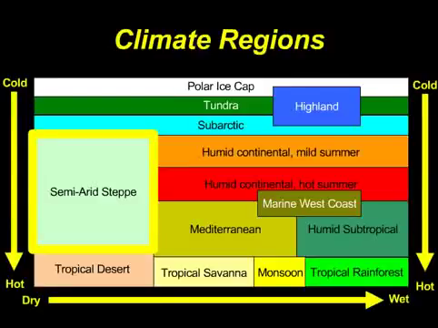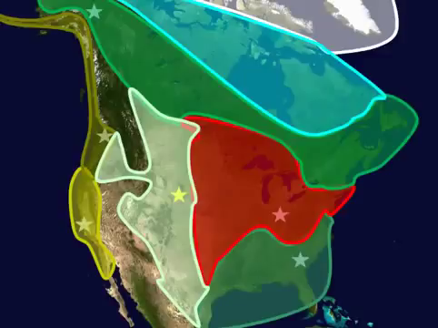Here we find the semi-arid steppe over on the left-hand side, indicating it's quite dry. The area in the western part of the United States that is a very light green, almost white colored shaded area would be our semi-arid steppe climate region.